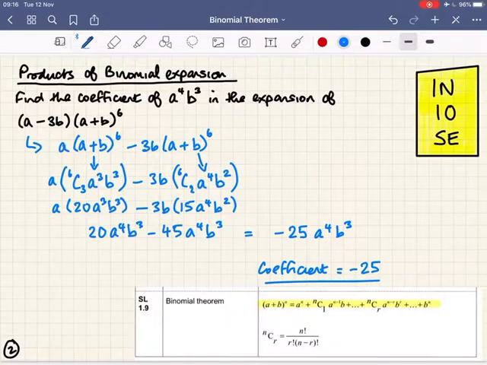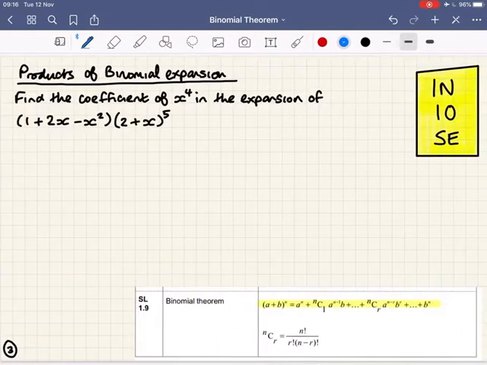Now that's a lot quicker using that method than expanding everything out. Of course, if you expand everything out, you will get an answer, but you will also lose a lot of time that could be spent gaining marks elsewhere in your paper or test or whatever you're sitting.